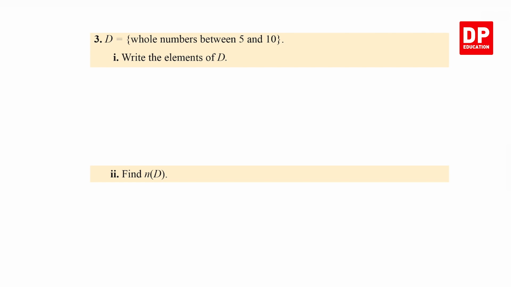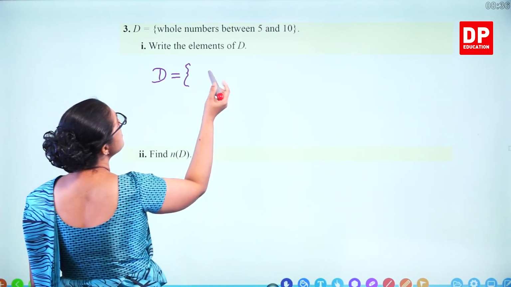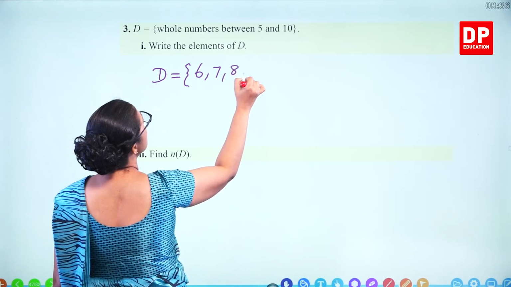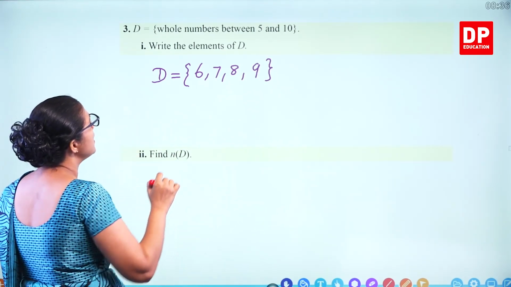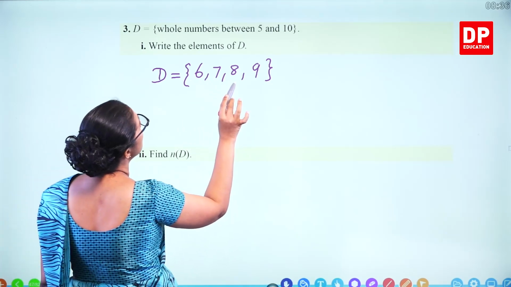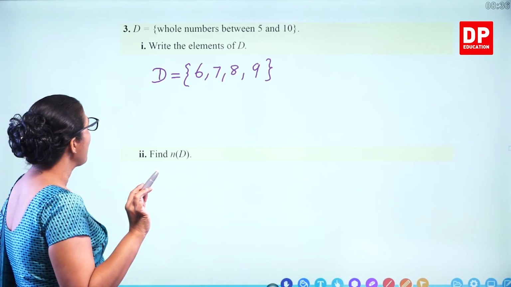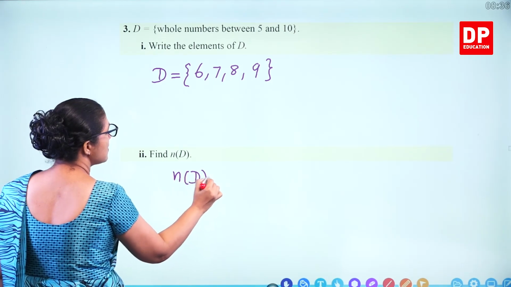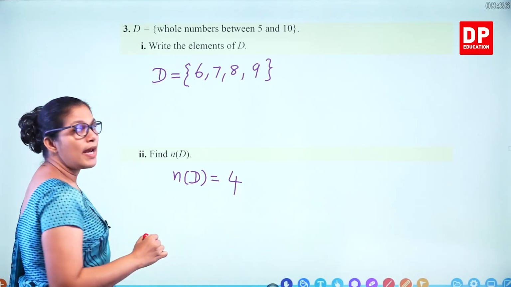E. Whole numbers between 5 and 10. Write down elements. Whole numbers means integers now. Between 5 and 10 means 6, 7, 8, 9. You can't write 5 and 10. So how many? You don't need to count. It's just write the elements of E. Then find NE. NE is equal to 1, 2, 3, 4. 4 elements are there.